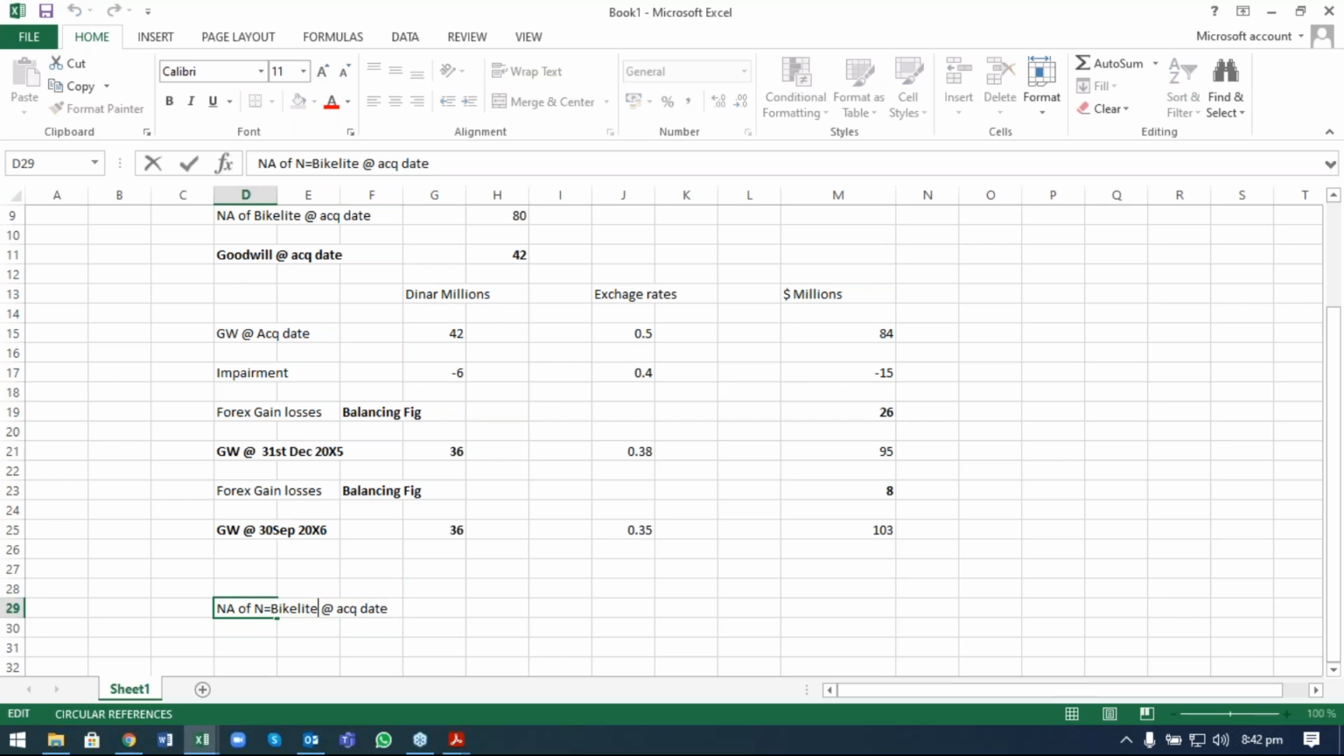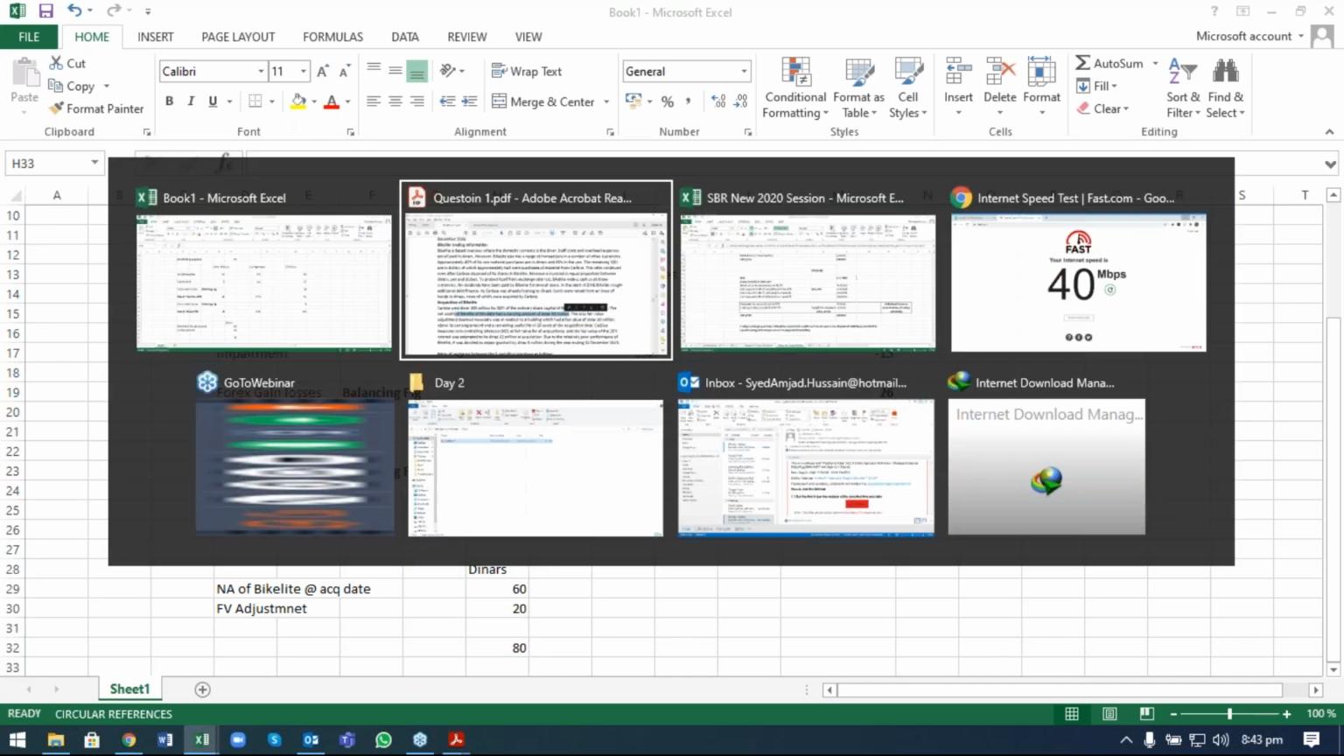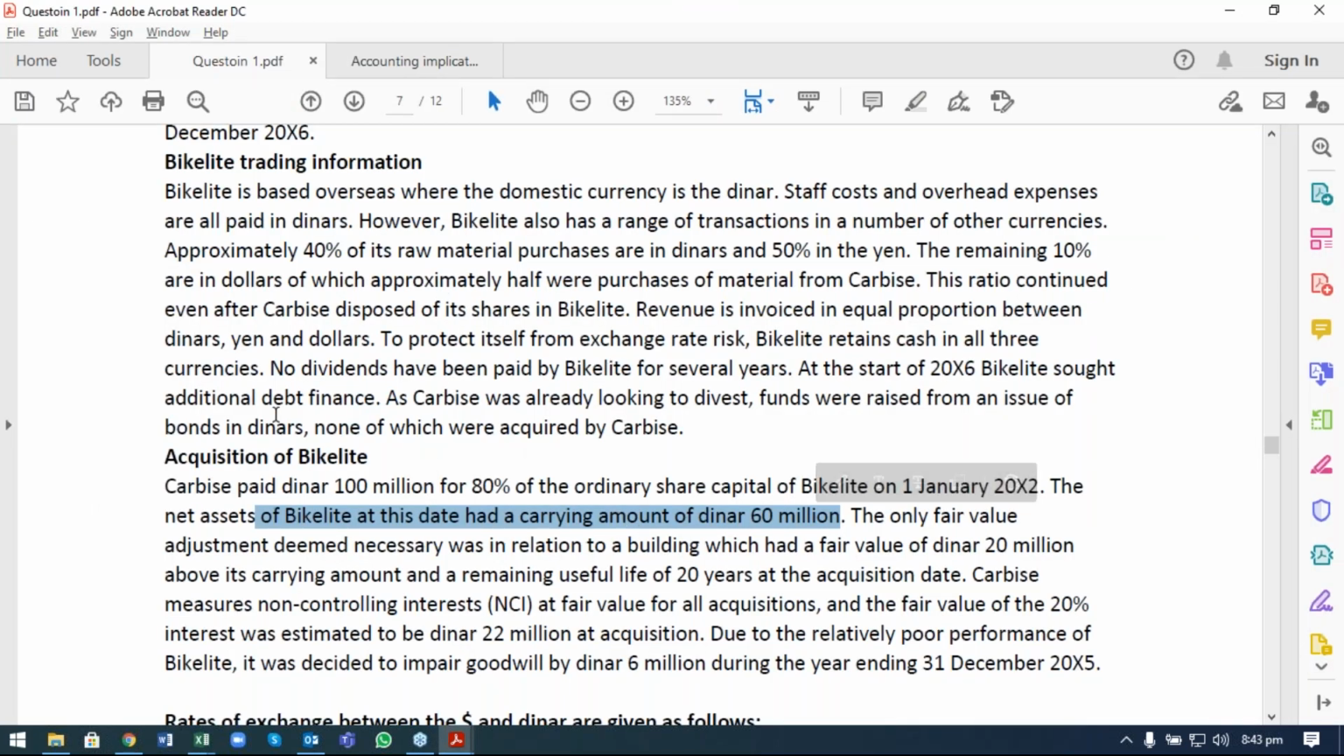Net assets of Backlight at acquisition date. What is the total value? So total value is given as, I believe, 60 million, right? And you have to make a fair value adjustment on this acquisition date, which was 20 million. So total value is 80 million dinars. I'm just considering it in dinars, right? So after considering these in dinars, you have to consider what is the post acquisition profit, if there is any provided in the post acquisition period.